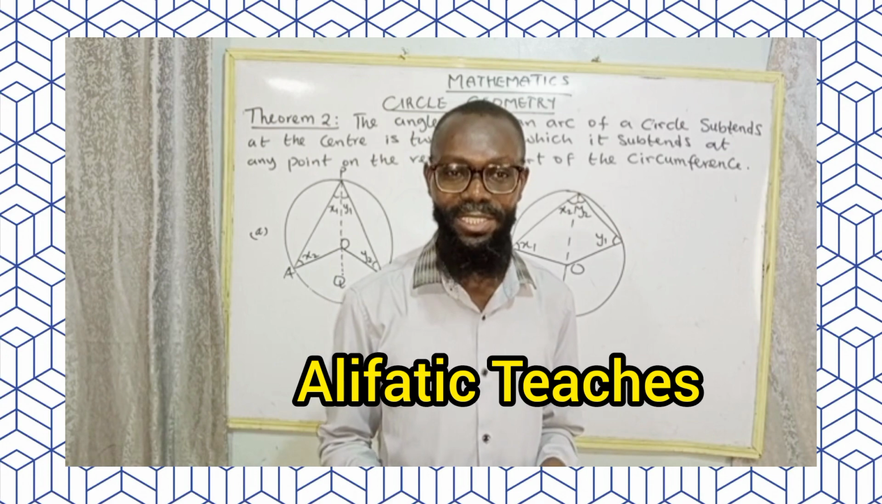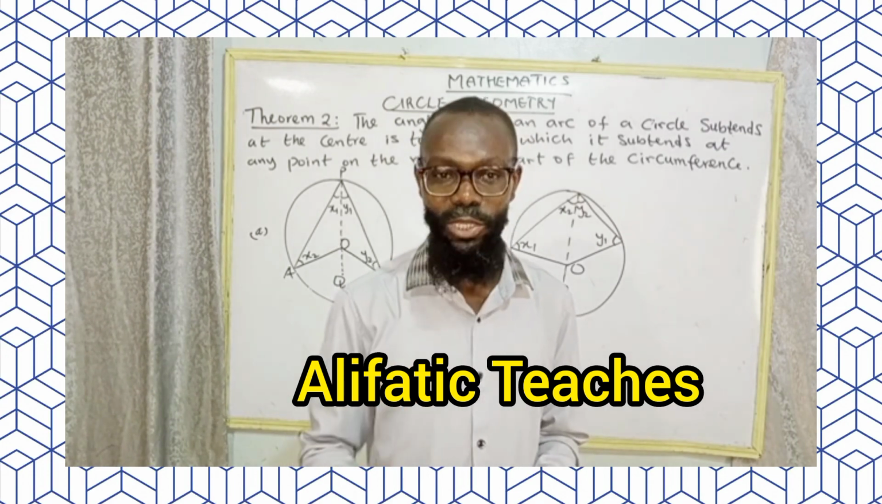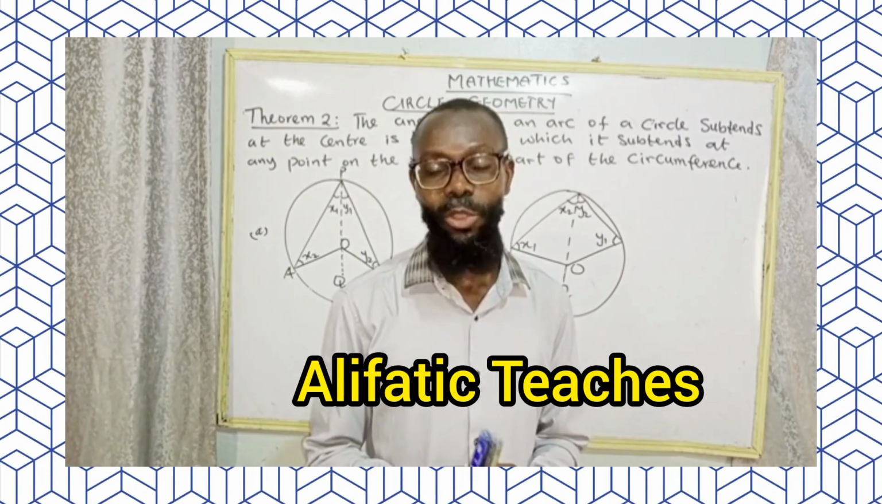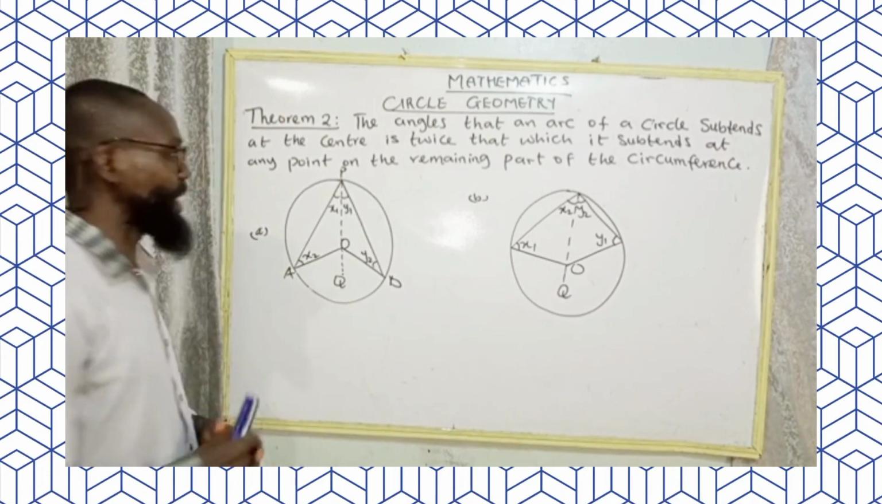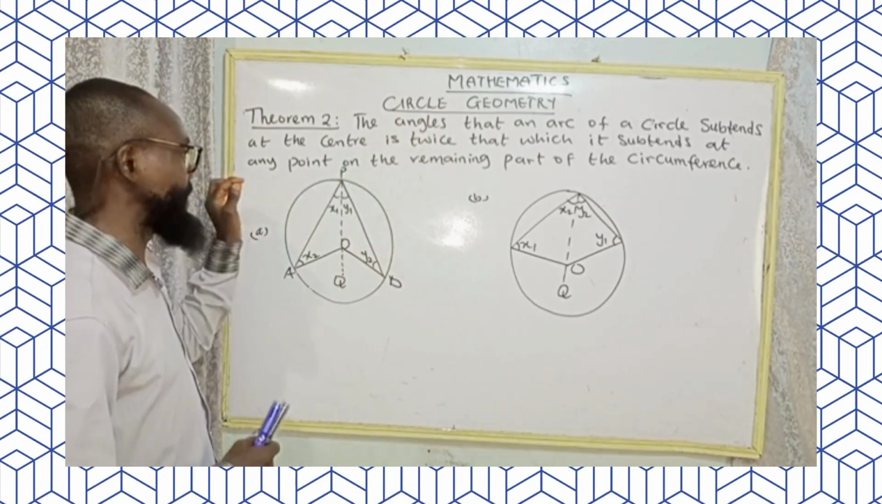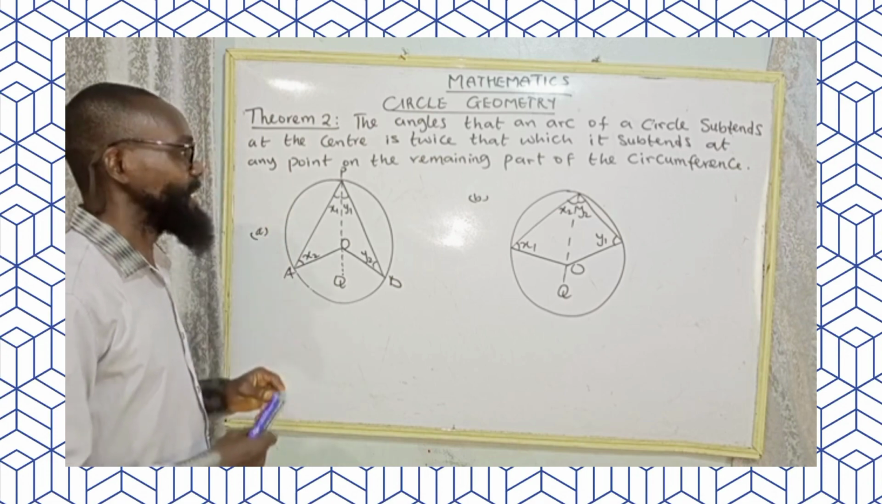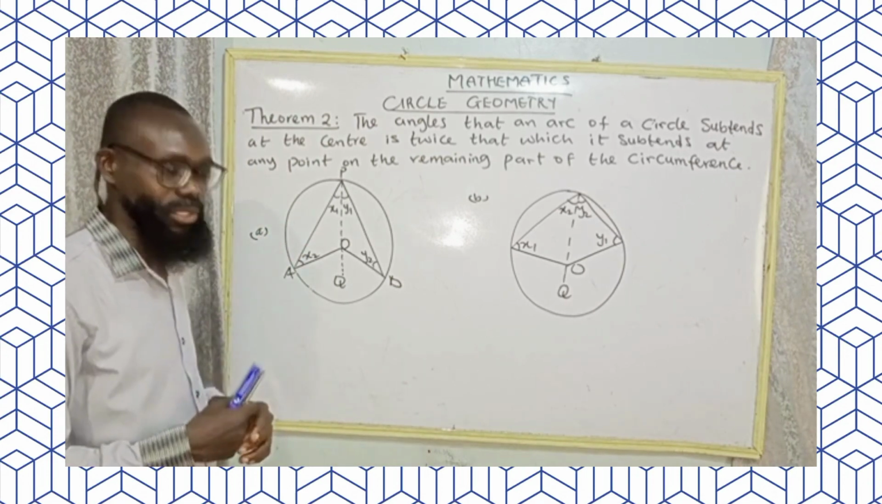In today's class, we're going to continue our topic, circle geometry. But today, we're going to look at theorem 2. In theorem 2, the angle that an arc of a circle subtends at the center is twice that which it subtends at any part of the circumference.